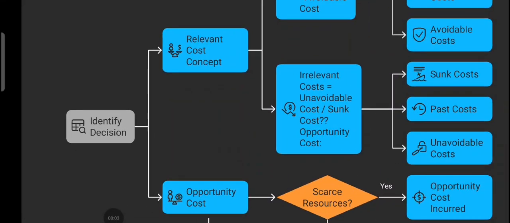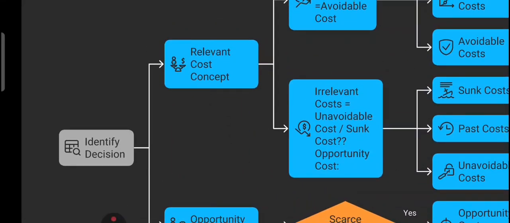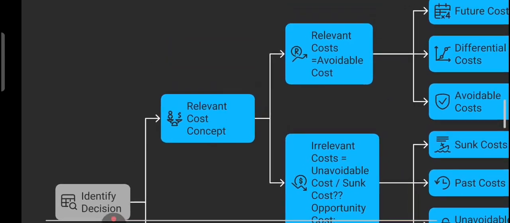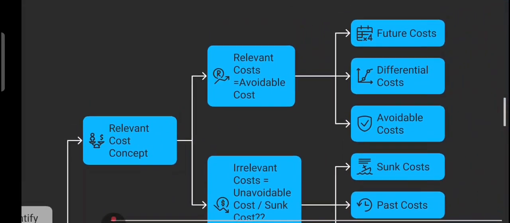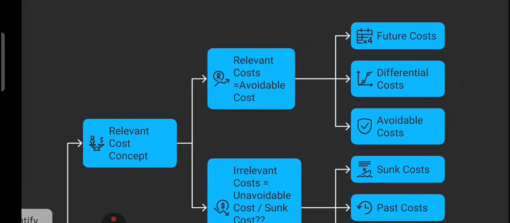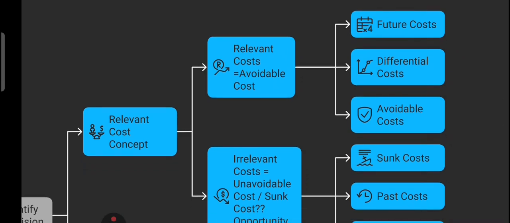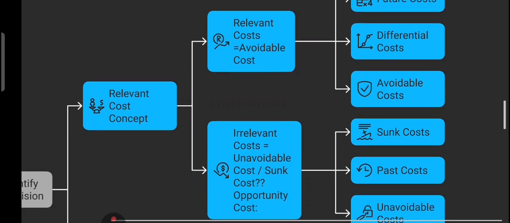Step number 2, we identify the relevant cost concept, which means relevant costs are future oriented and avoidable. So what is included under relevant cost? It includes future cost, differential cost, and avoidable cost. So these are the costs that will change depending on the decision you make, right? That's why they are called relevant costs, because if you change your decision, obviously the cost will also change. Future cost, differential cost, avoidable cost, these are the parts of relevant cost.